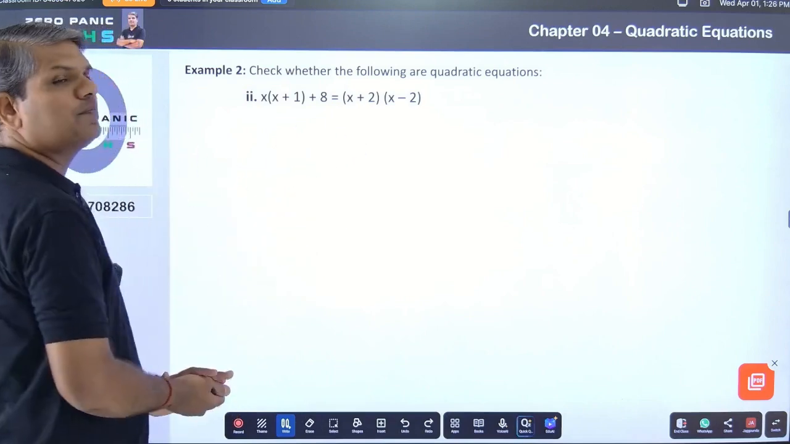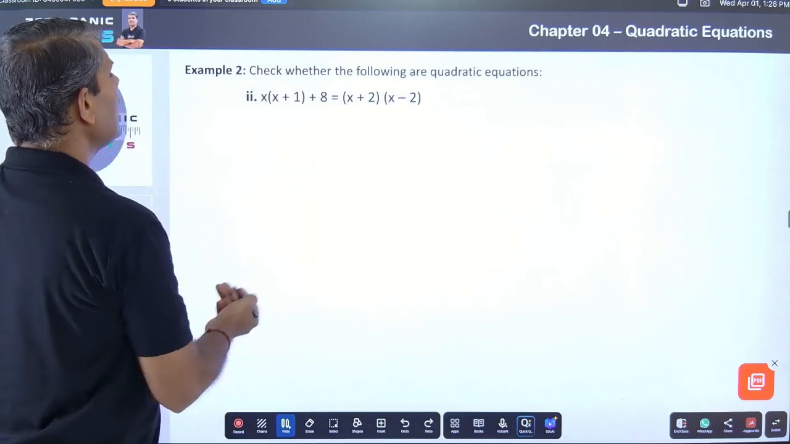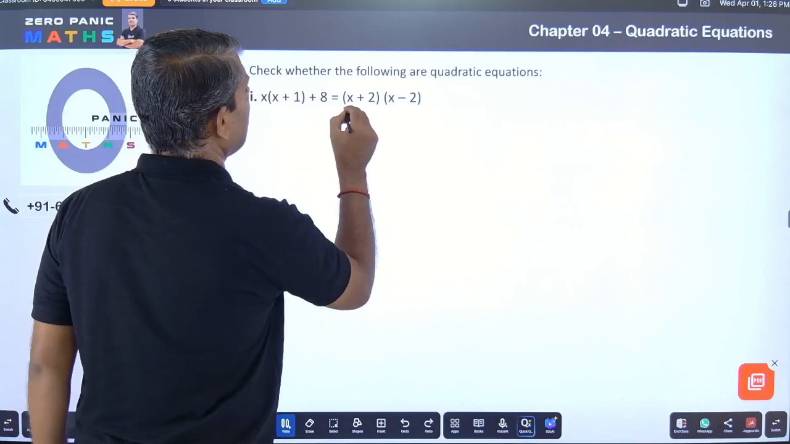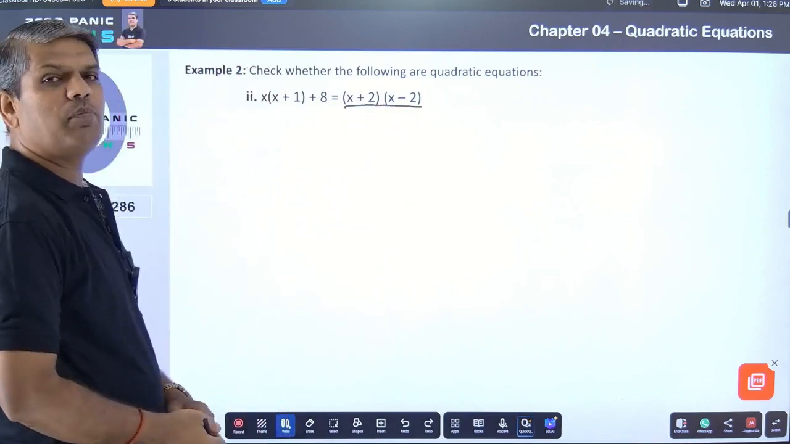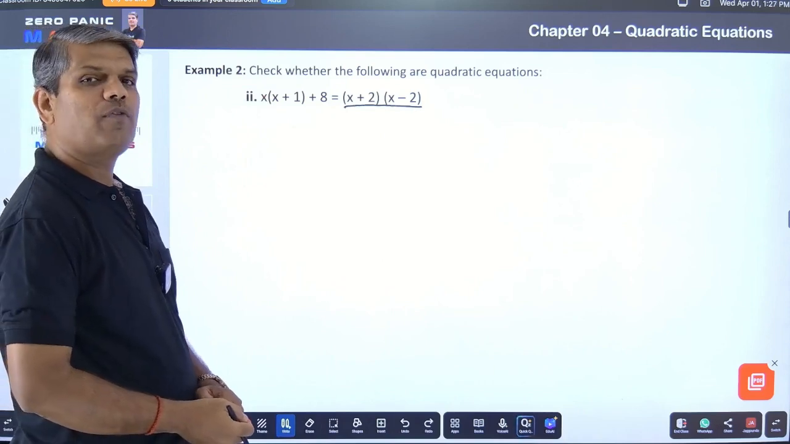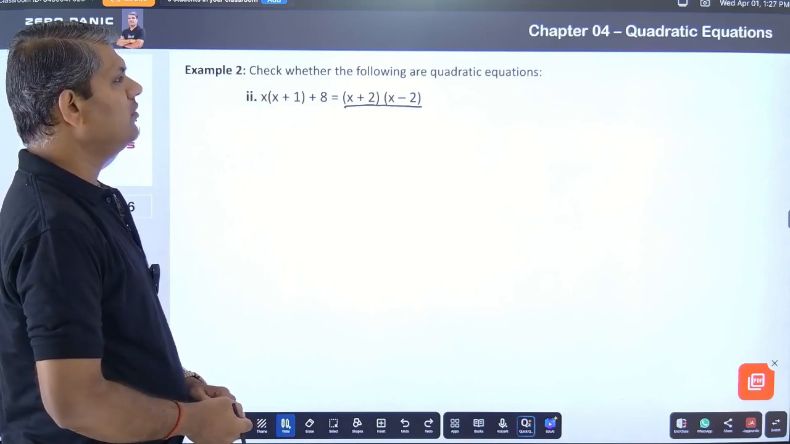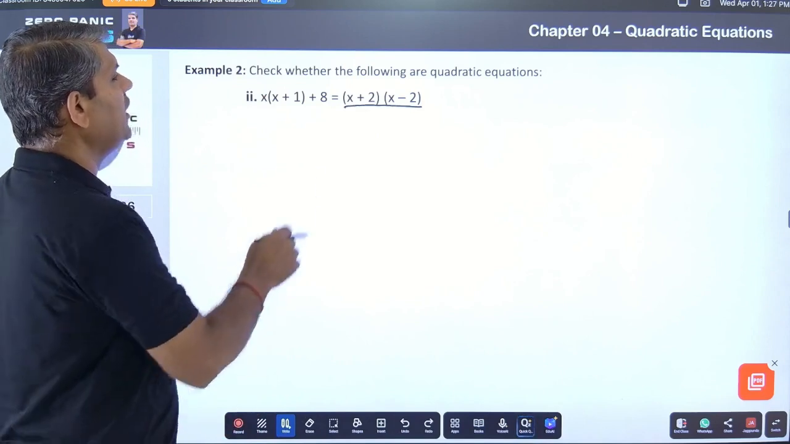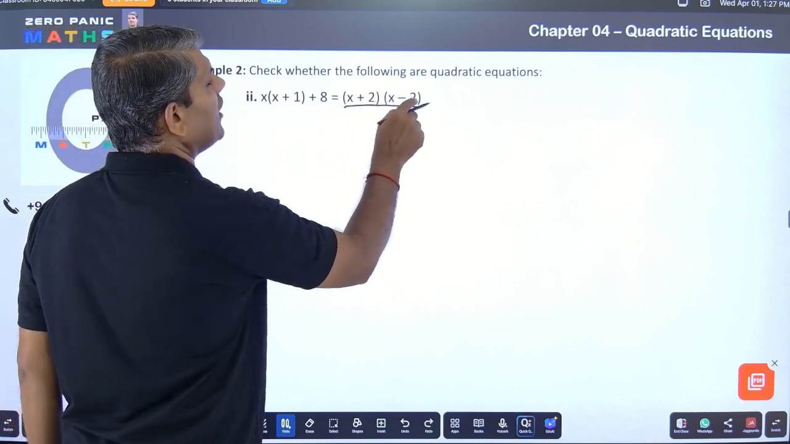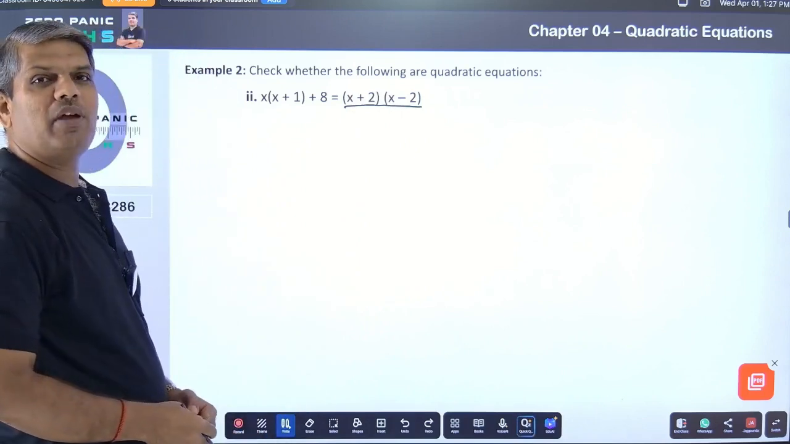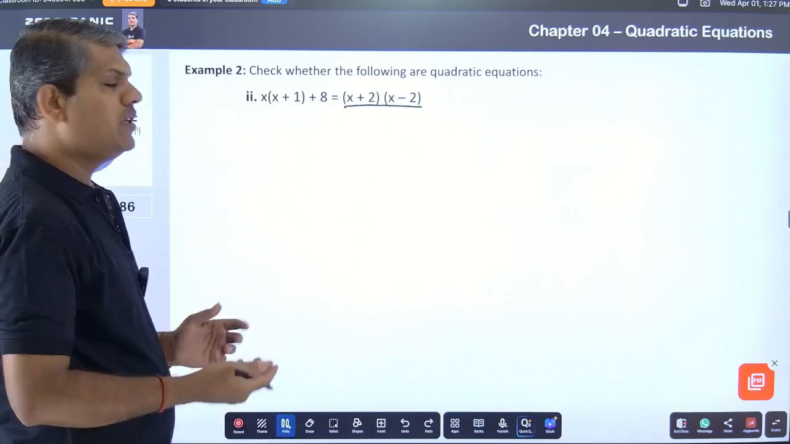Now there is something else given again. We'll have to solve the right side part. Observe this right side part. What algebraic formula will you remember by looking at it? It is a plus b and a minus b. What is a plus b, a minus b? A square minus b square, right?